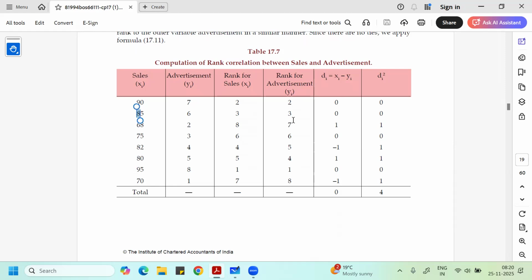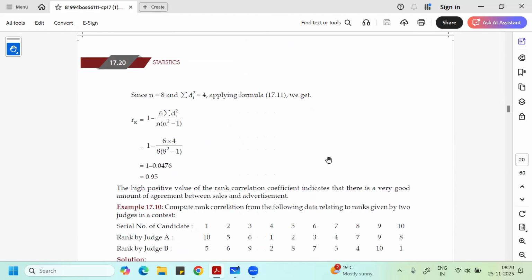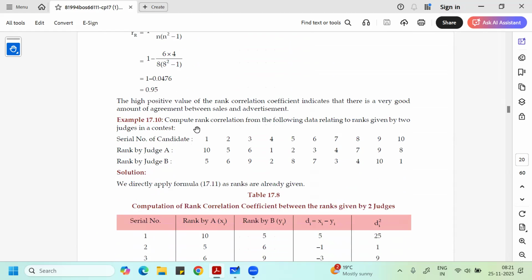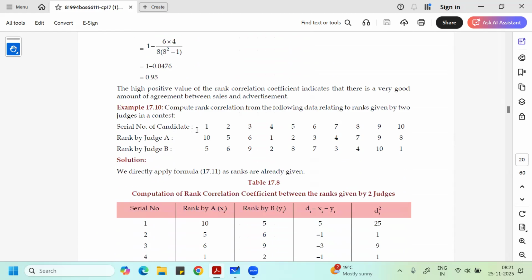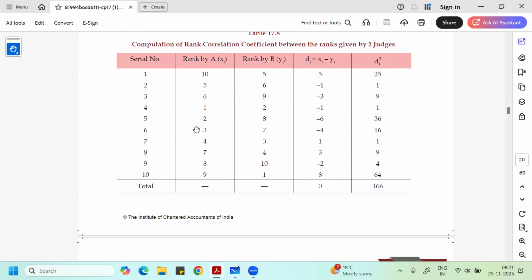And then you find the difference of the ranks, and then you square the differences, and the summation of that value you got as 4. That value you put in this formula, 1 minus 6 sum of d square by n into n square minus 1, and that gives you the R value. R is the Spearman rank correlation coefficient value. Clear, everyone?